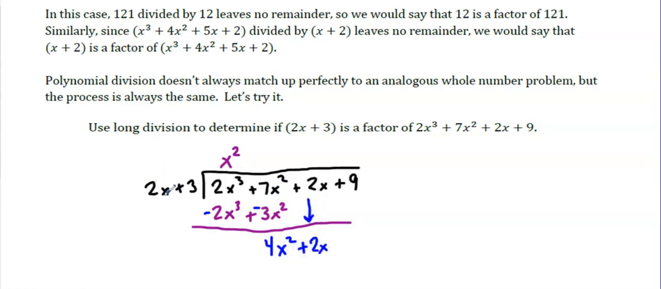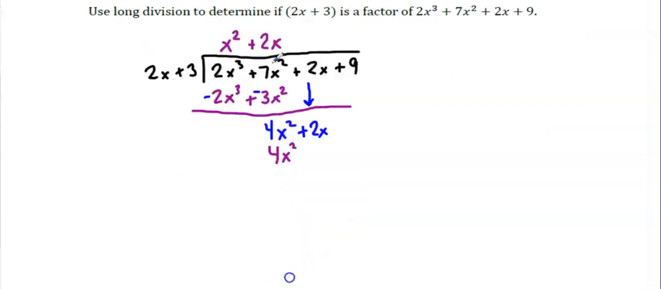So what times 2x will give me 4x squared? That would be 2x. 2x times 2x is 4x squared. 2x times 3 is 6x. 2x minus 6x is negative 4x, and I'll bring down this plus 9.